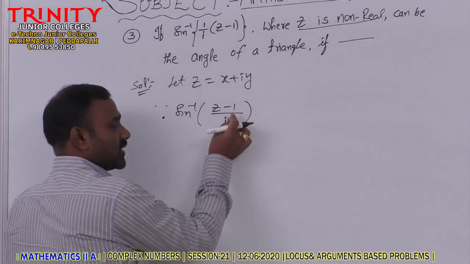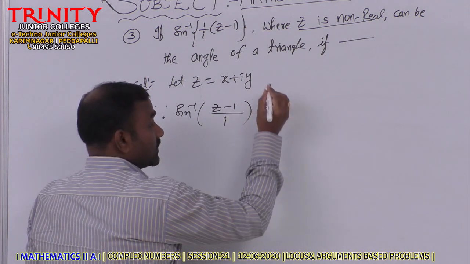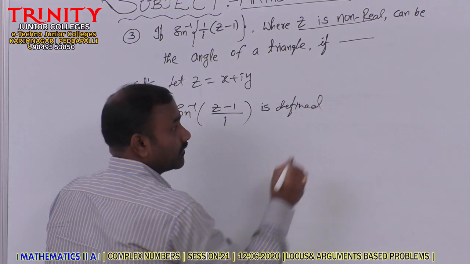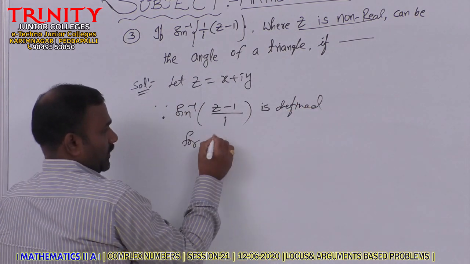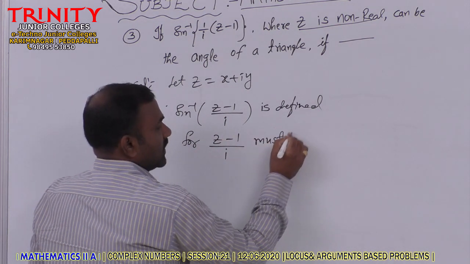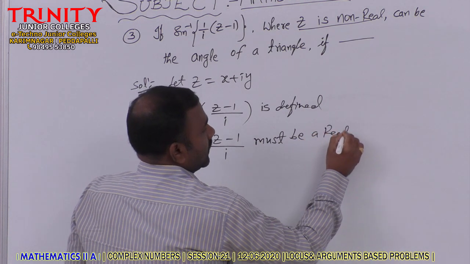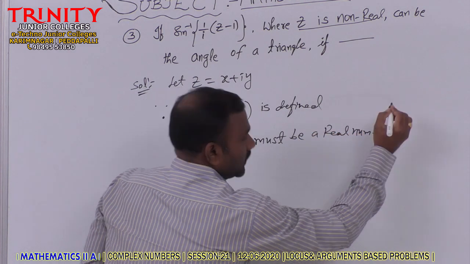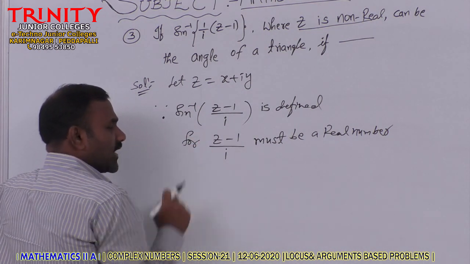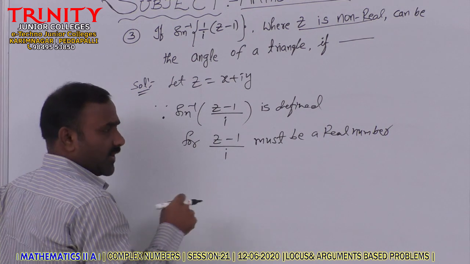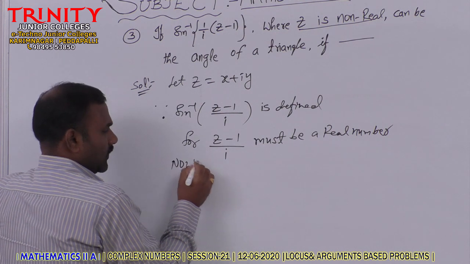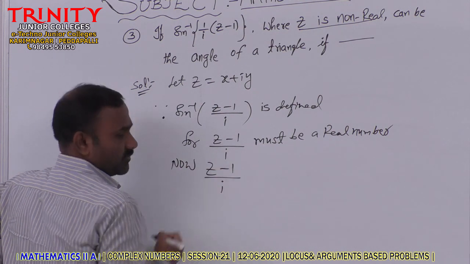Sine inverse of (z minus 1) by i is defined for (z minus 1) by i must be a real number. Now, (z minus 1) by i is represented by which complex number? We have to find out. We are saying it is a real number, no? Now, (z minus 1) by i.